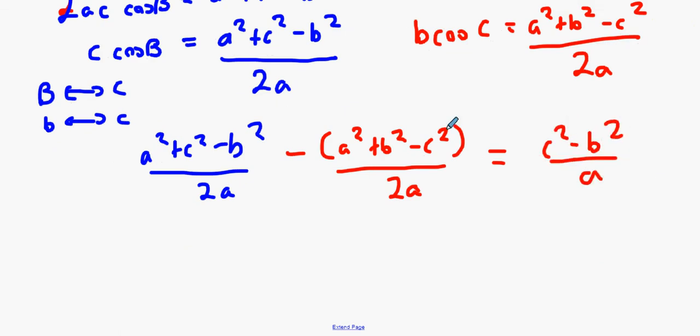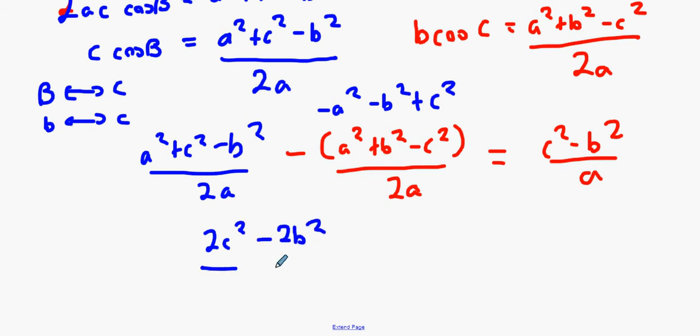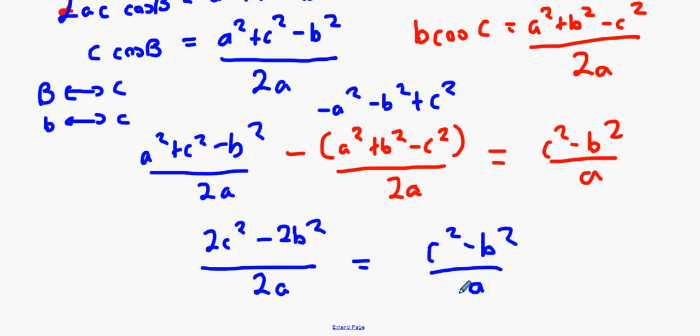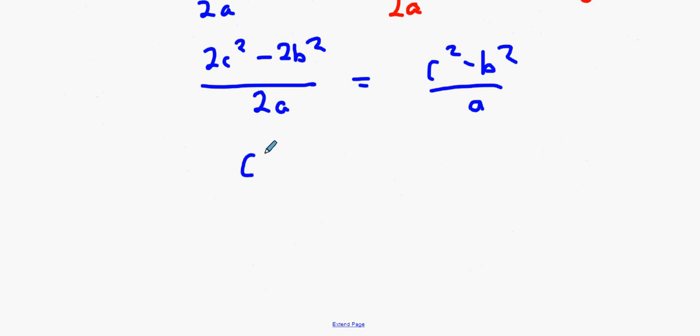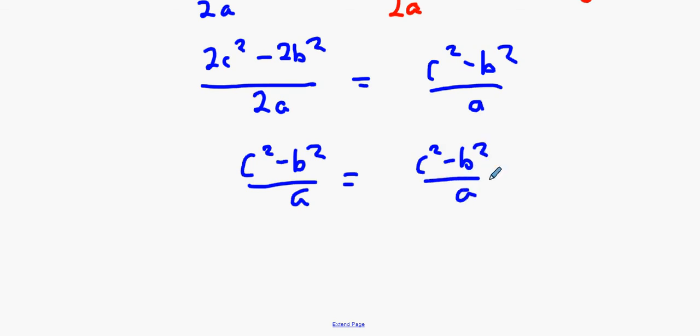Right. So they have the same denominator both ways. This minus makes that a minus A squared, a minus B squared, and a plus C squared. The A's cancel. The B's don't cancel. So you actually get 2C squared minus 2B squared all over 2A, which is exactly what we want. Divide top and bottom by 2, and you should get what's on the right hand side there. C squared minus B squared over A equals C squared all over A. Happy days, alright?